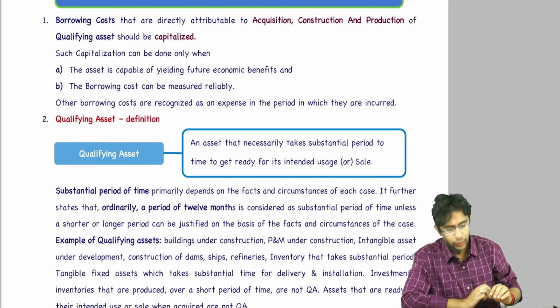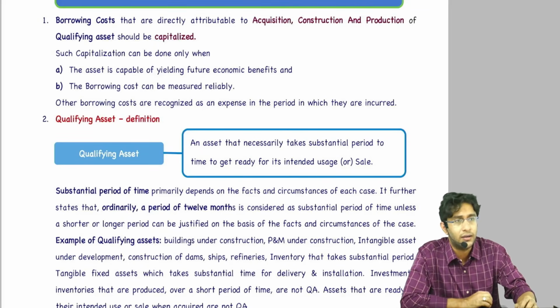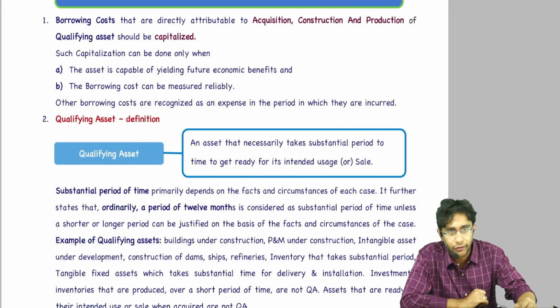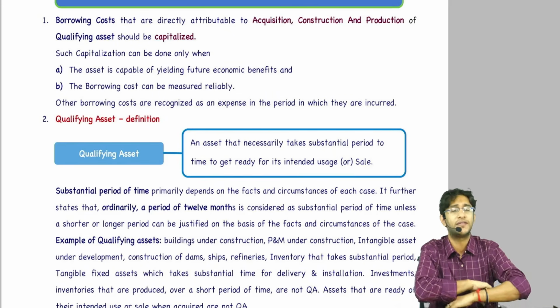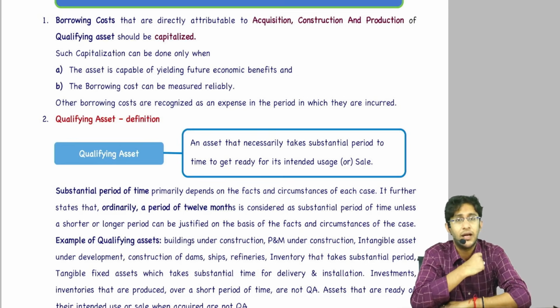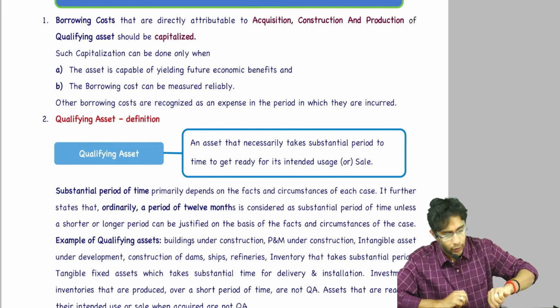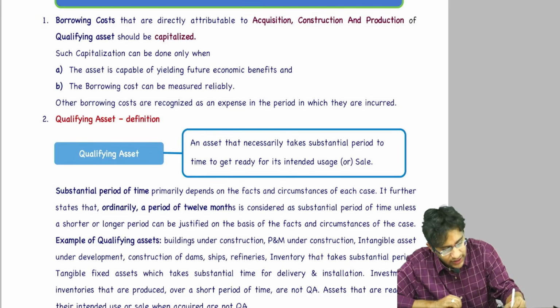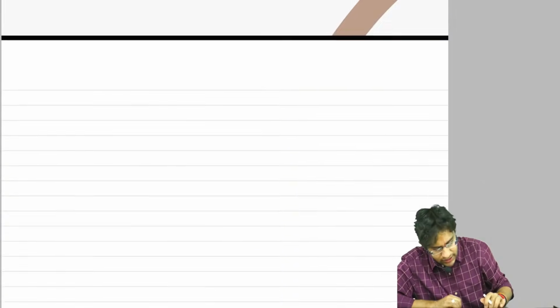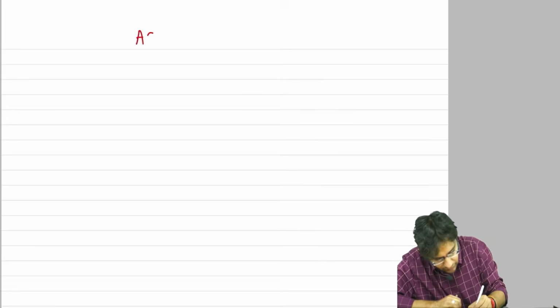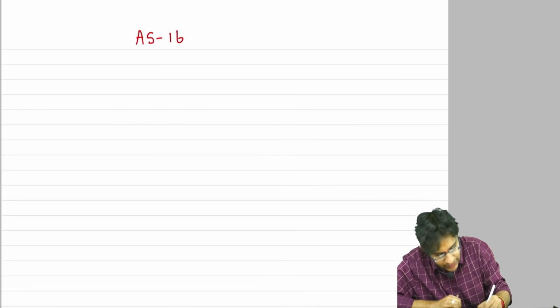Okay, now that we have covered accounting standard 10, which is property, plant and equipment, here and there you have seen that if the asset is a qualifying asset, borrowing cost can be capitalized to the cost of the asset. We have studied that. Now, officially, we are now studying accounting standard 16. So, accounting standard 16 deals with borrowing costs.